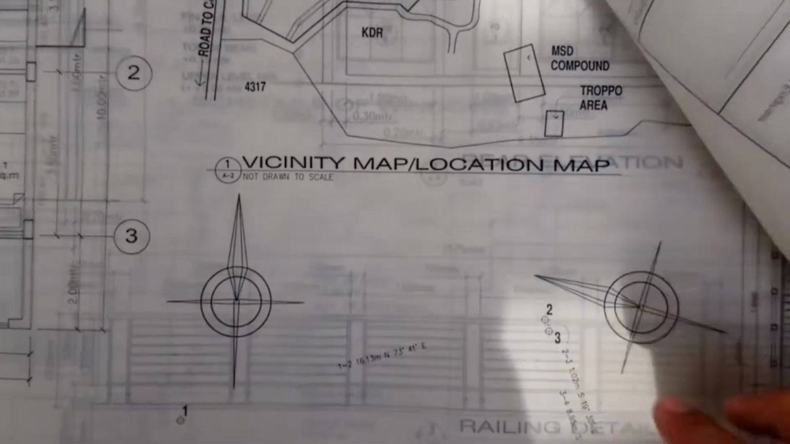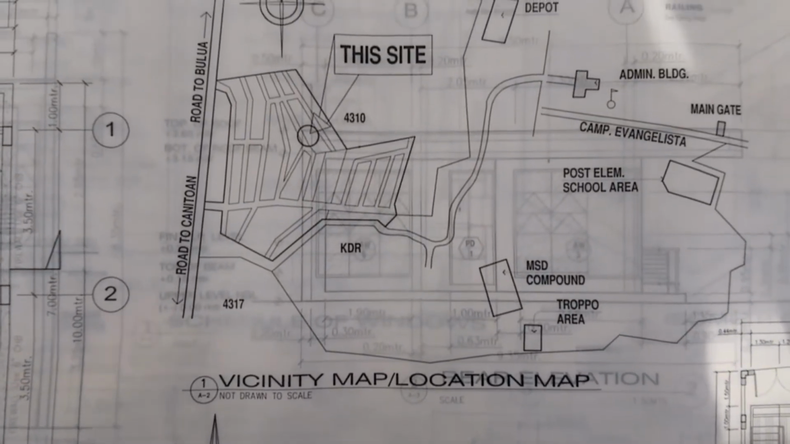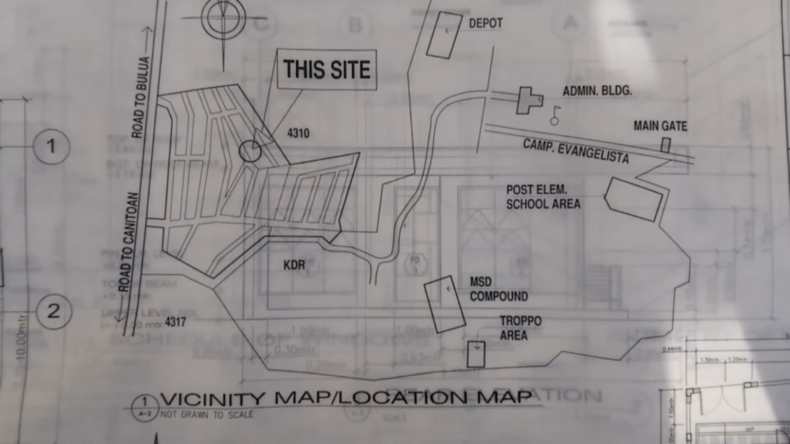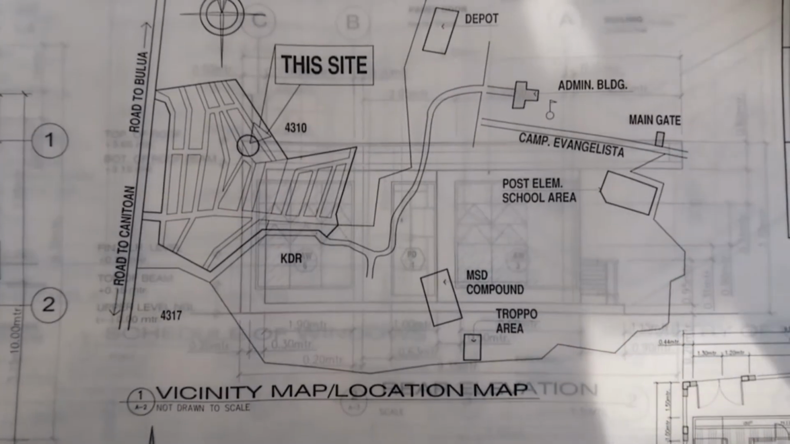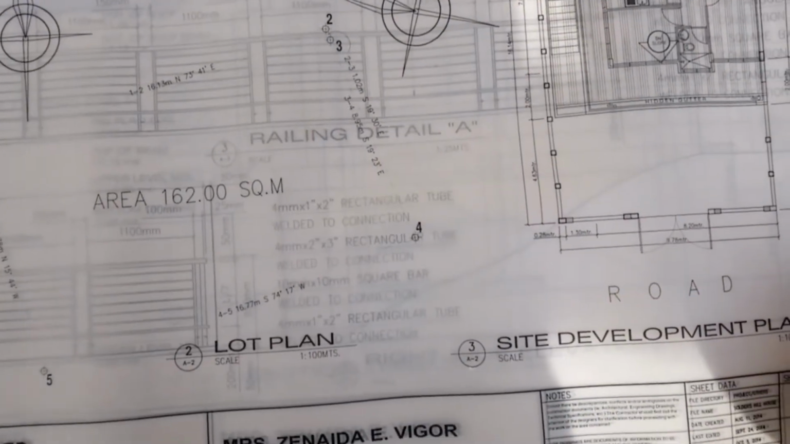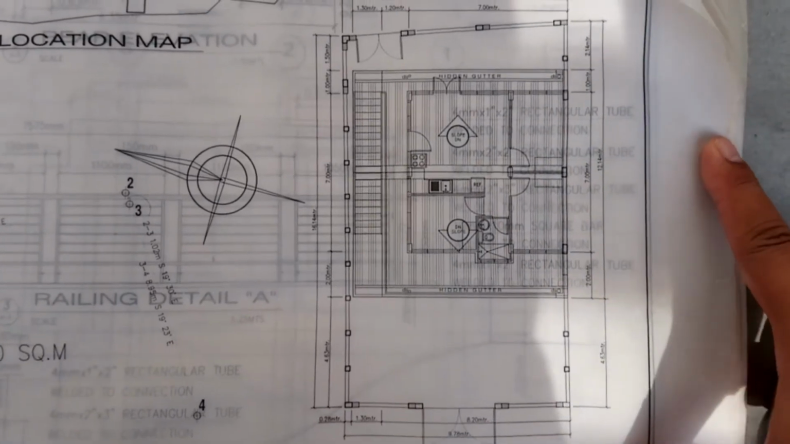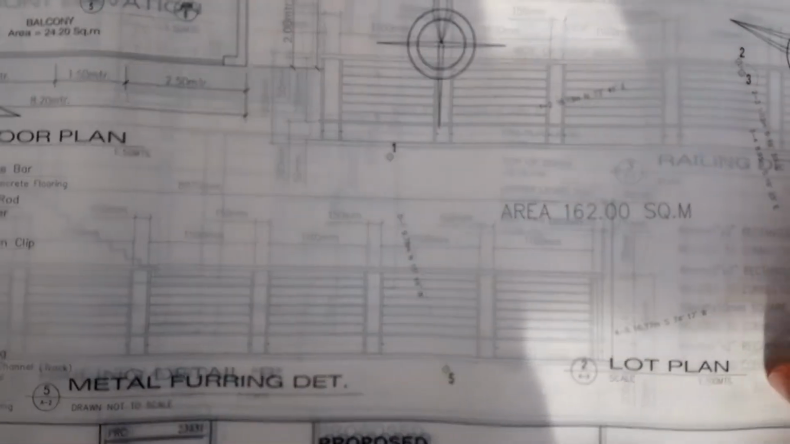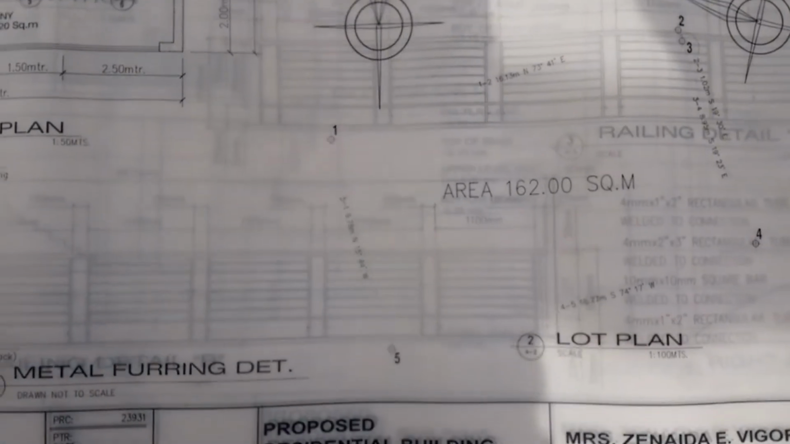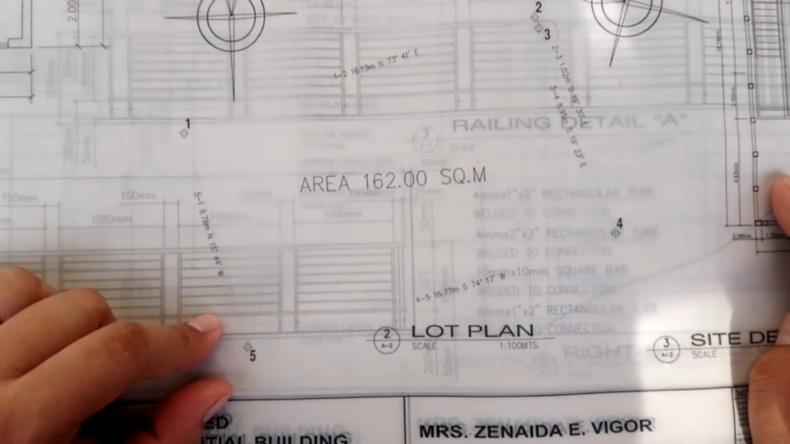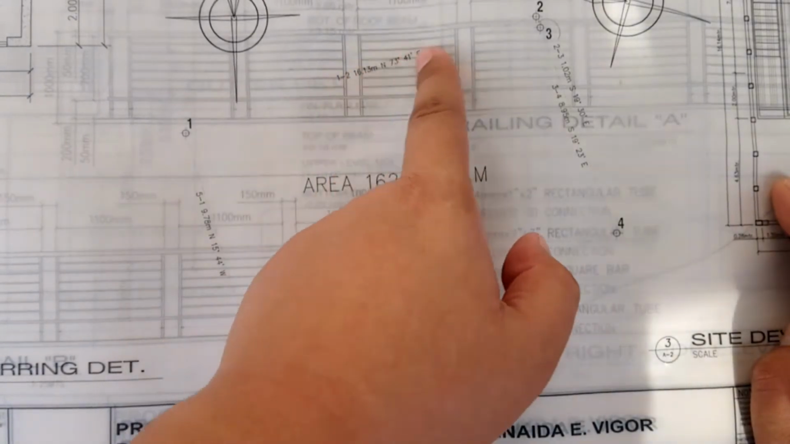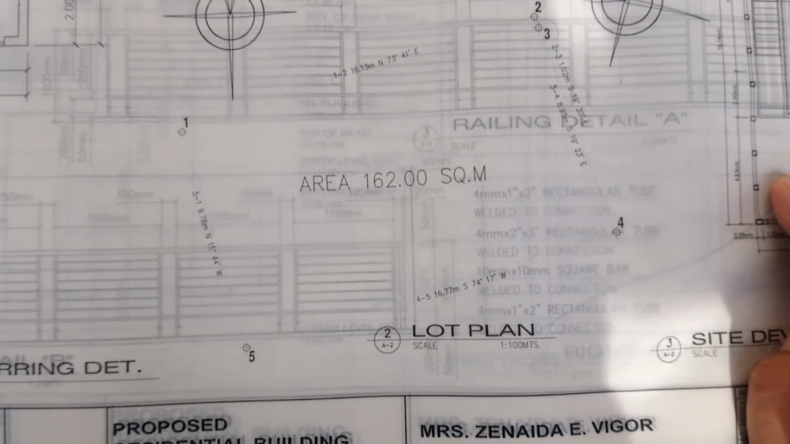Okay class, you can see at the second sheet, here we have the vicinity map. I think in the first part of the semester, on midterms, I did give you an exercise for this one. Then you could also find here the site development, the lot plan. I hope that's visible. The lot plan, class, is where you can see your technical description. Your technical description here, those are the things that you can find in the title of the property.